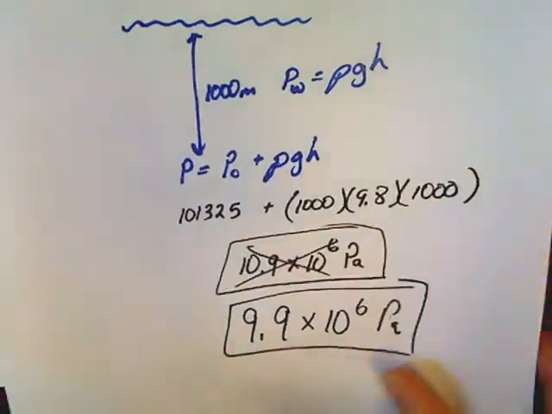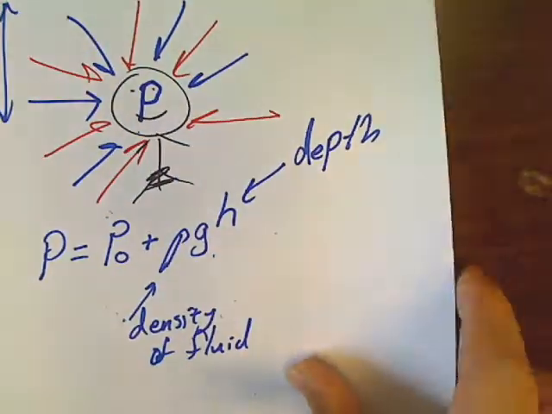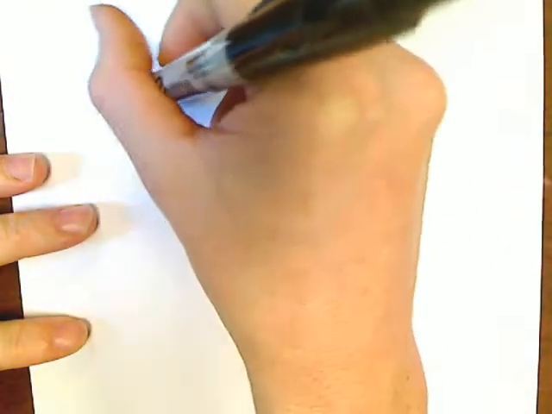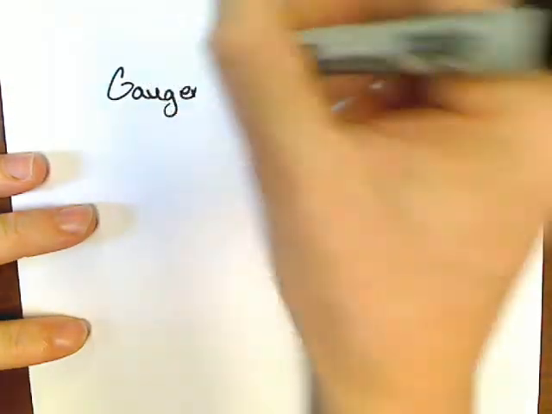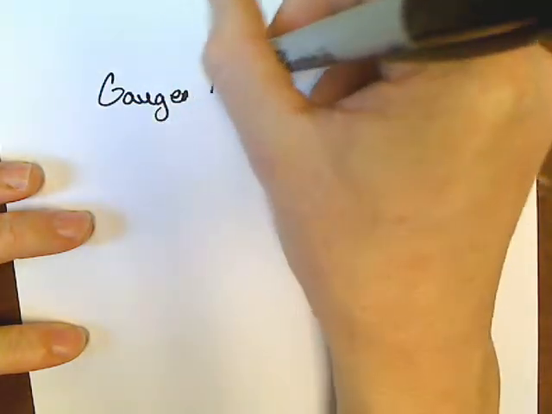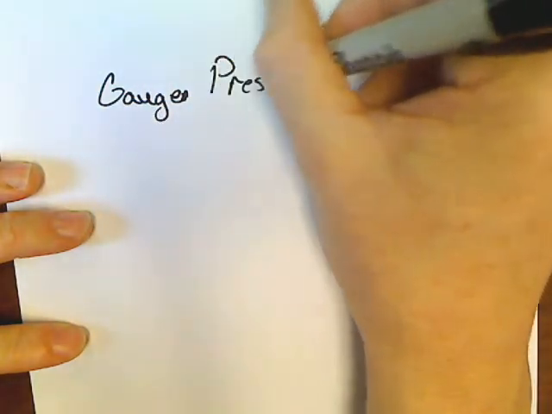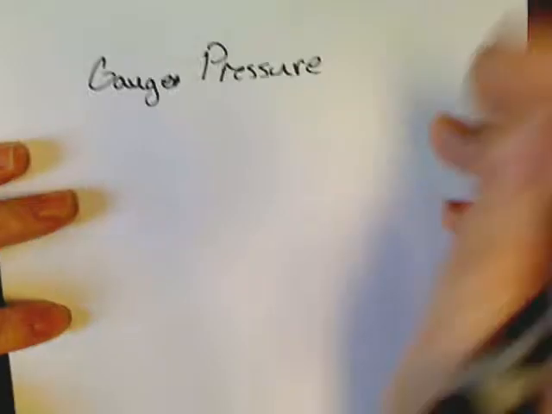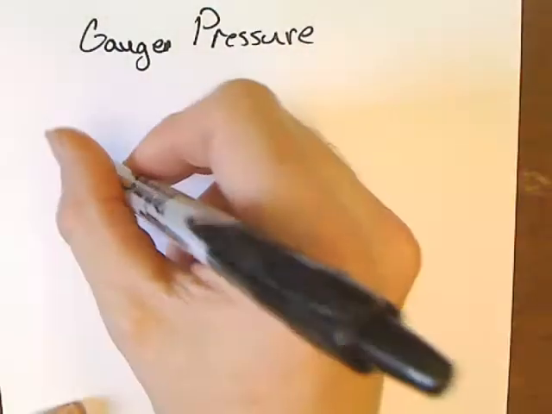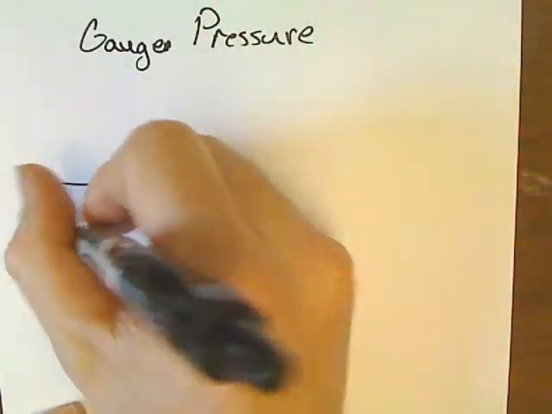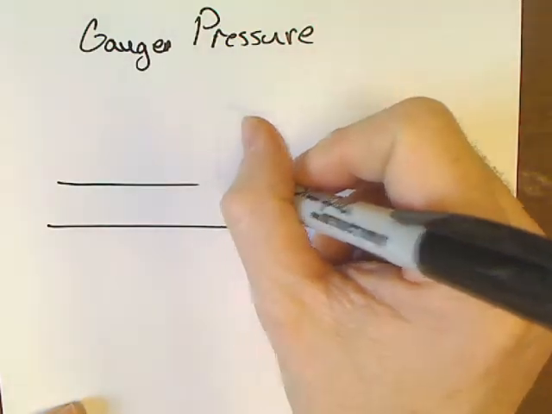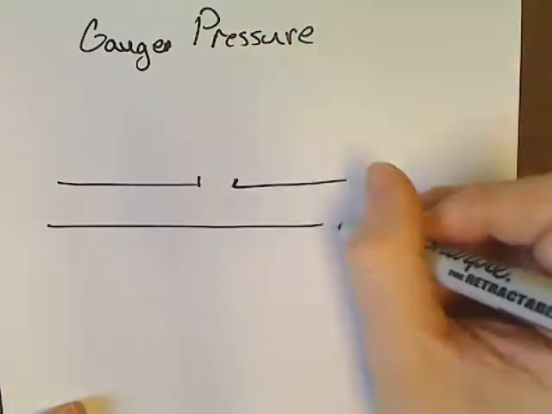Now, I want to bring up one other point. Some of these problems are going to bring up a subject known as gauge pressure. So problems are going to use this word, gauge pressure. And by gauge pressure, I want you to think about, let's say we have a water pipe here. So here's a water pipe. I'm going to put a little outlet here.